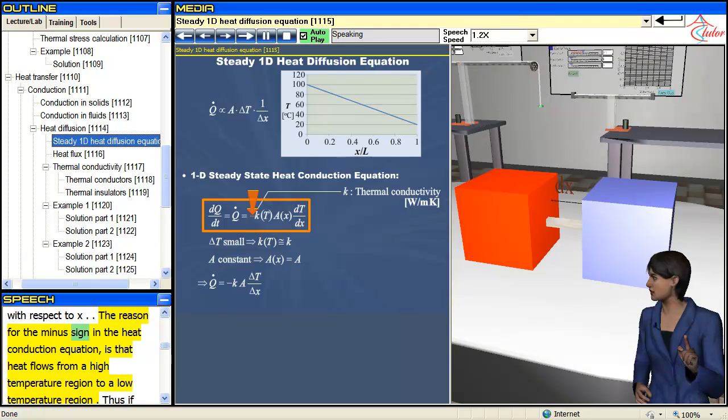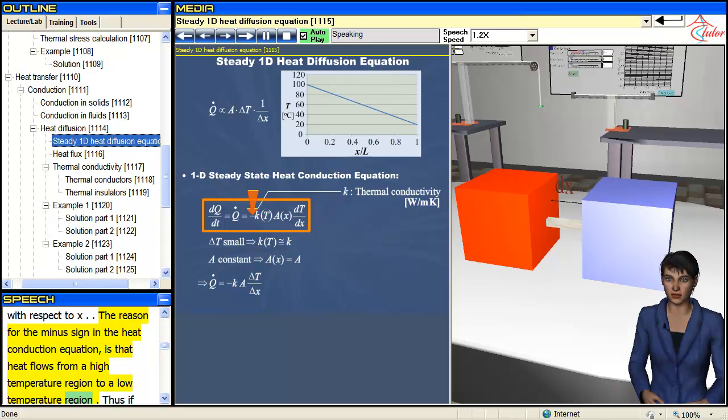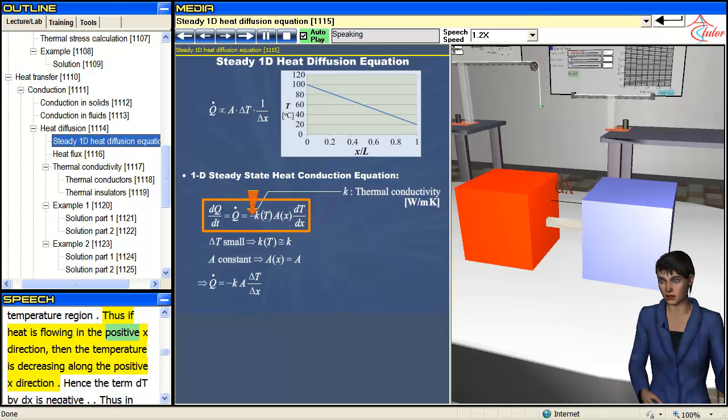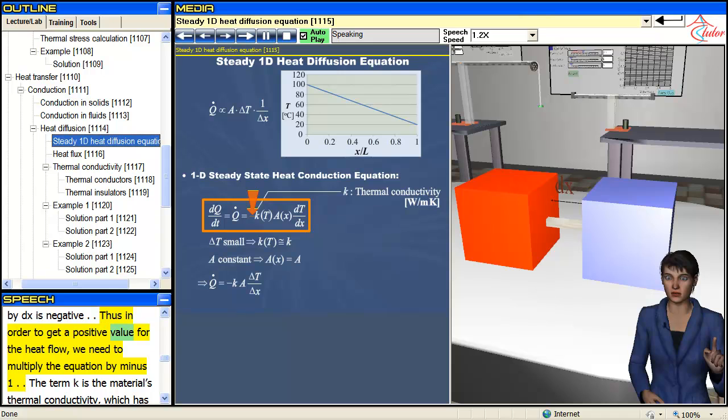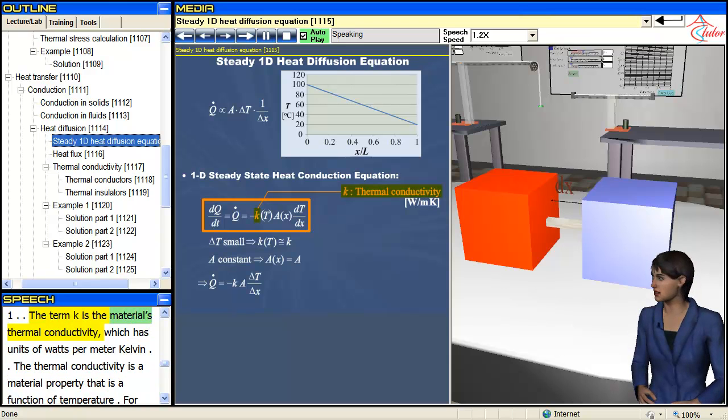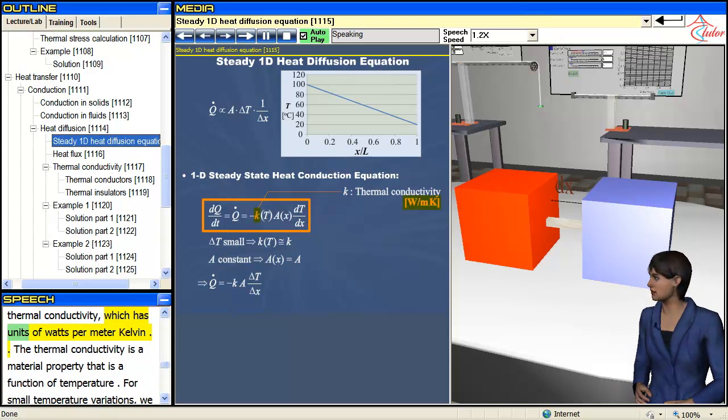The reason for the minus sign in the heat conduction equation is that heat flows from a high-temperature region to a low-temperature region. Thus, if heat is flowing in the positive x direction, then the temperature is decreasing along the positive x direction. Hence the term dT by dx is negative. Thus, in order to get a positive value for the heat flow, we need to multiply the equation by minus 1. The term k is the material's thermal conductivity, which has units of watts per meter Kelvin.